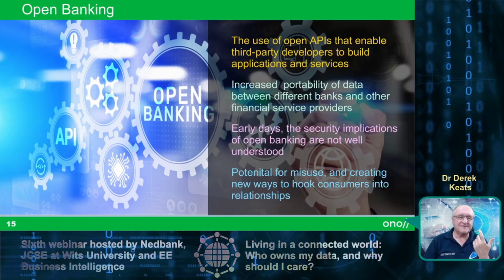Basically this involves the use of open APIs that enable third-party developers to build applications and services that run on top of the bank's infrastructure and services. And the idea is to create increased portability of data between different banks and other financial service providers as well. So I should be able to go into yet another bank and say, I want my data from another bank moved to your bank. Please, can you connect to the API and move it all over so I can set up my accounts with you?